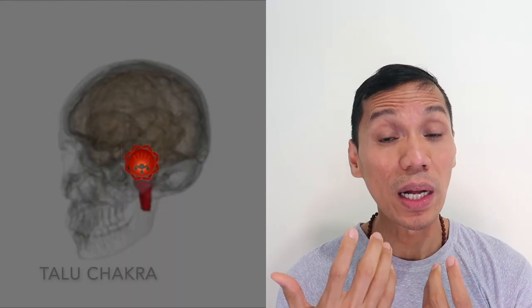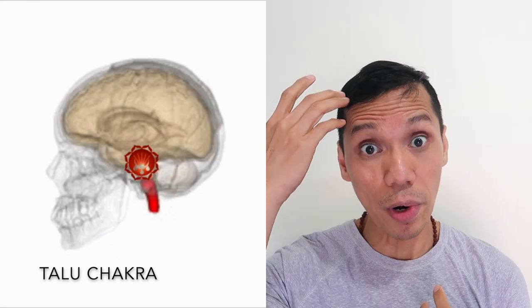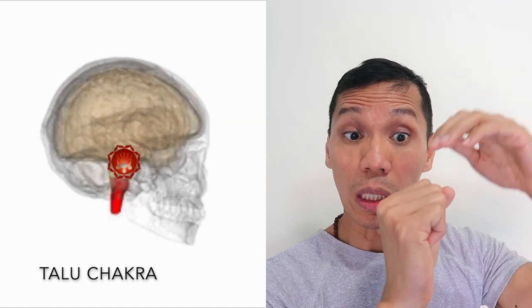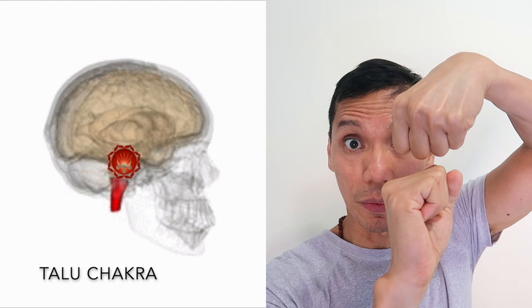One is the Vishuddhi chakra, the throat chakra, located higher up the throat region, and the Talu chakra, the hidden chakra, sitting between the Ajna and the Vishuddhi chakra. The Talu chakra is the one that connects the lower body to the inner brain. So it is located between the medulla oblongata, the top of the spine, and the cranial region. Sitting in between is the Talu chakra.